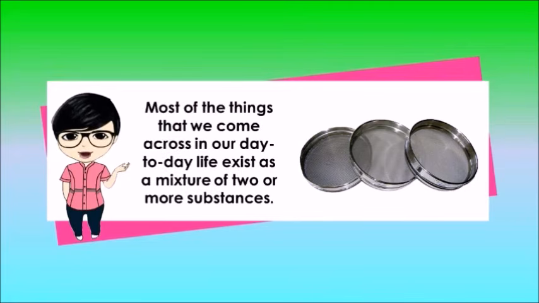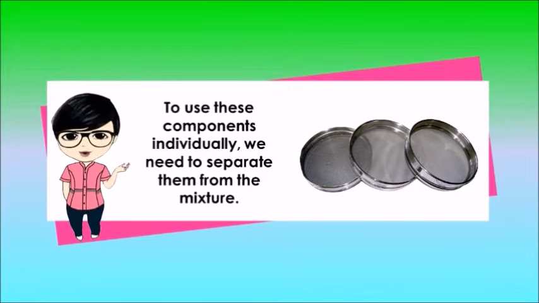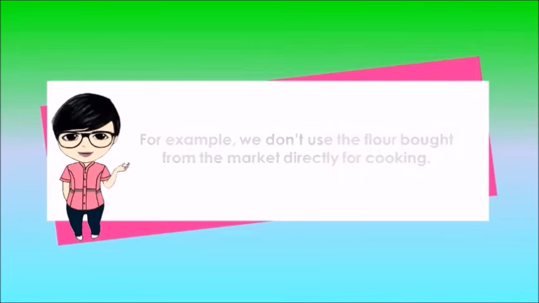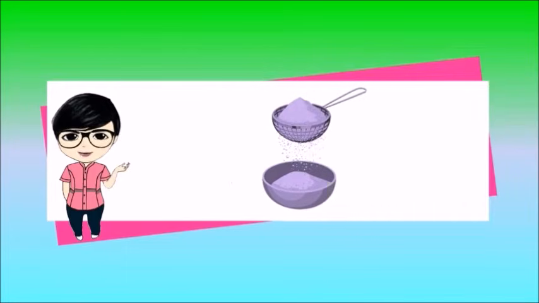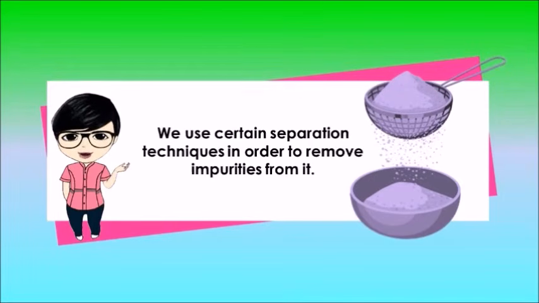Most of the things that we come across in our day-to-day life exist as a mixture of two or more substances. To use these components individually, we need to separate them from the mixture. For example, we don't use the flour bought from the market directly for cooking. We use certain separation techniques in order to remove impurities from it.